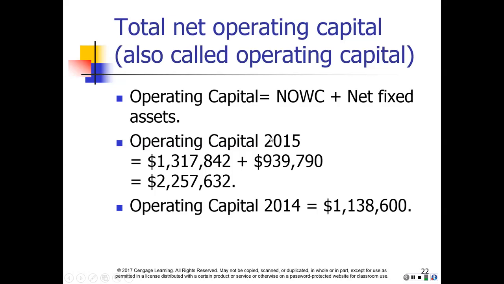Operating capital is that net operating working capital plus net fixed assets. The NOWC is what we had calculated in the last slide. Add to it the net fixed assets, which is the gross fixed assets minus all the accumulated depreciation, and we get 939,790. So operating capital for 2015 is 2,257,632. You can calculate operating capital for 2014 likewise, and we'll get 1,138,600.